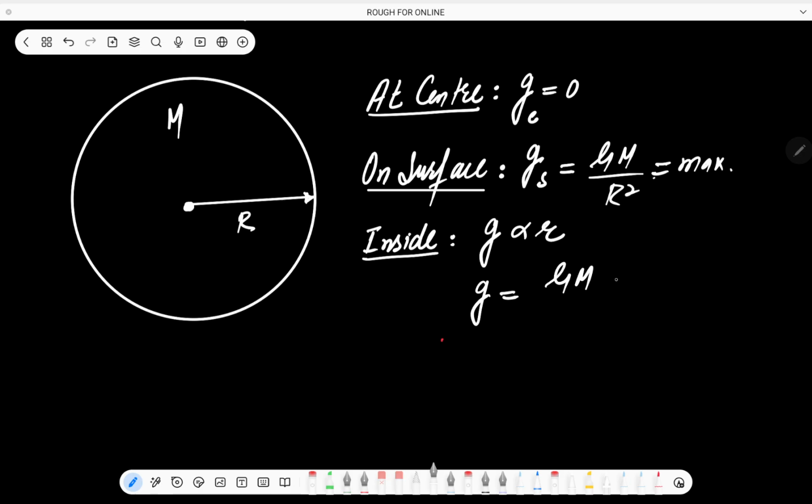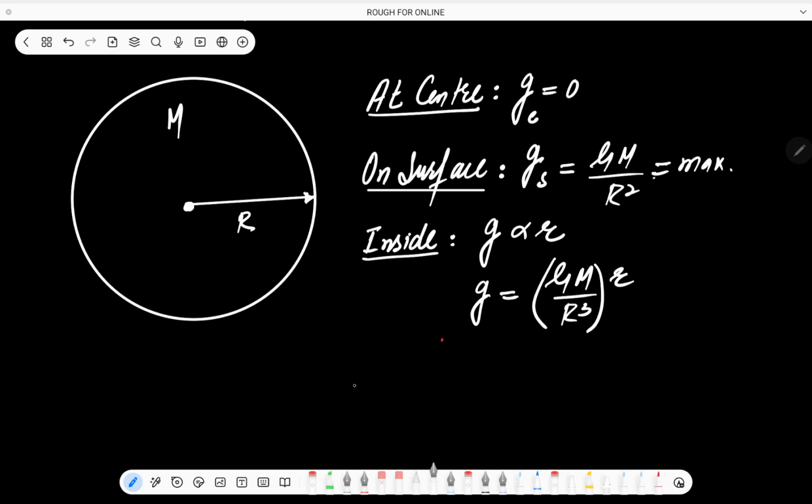It will be GM multiplied by r divided by capital R², instead of which I will write capital R³, so that on the surface of earth, pay attention here, the small r becomes equal to capital R, and one capital R will cancel, it will be GM by R².